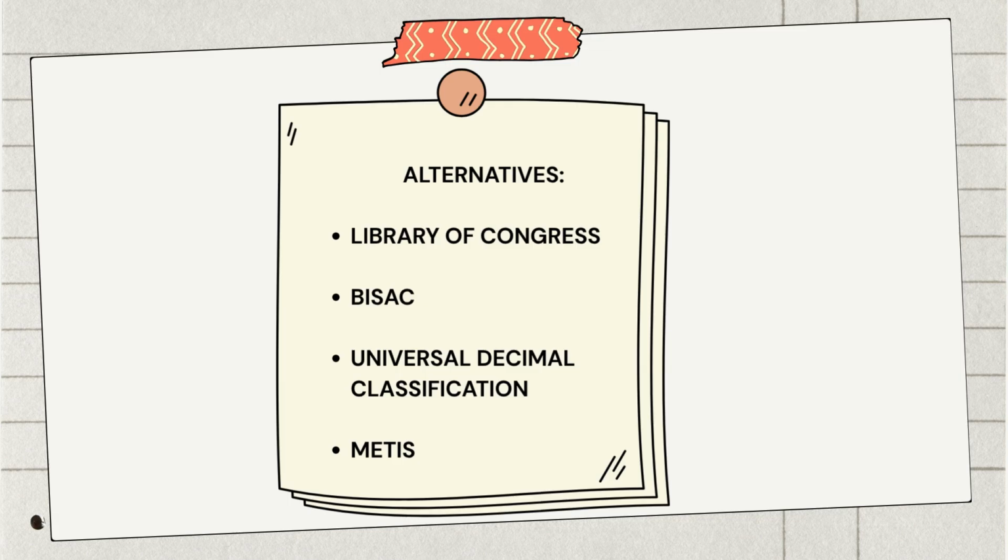Some other methods that are being used for classification are BISAC, Book Industry Standards and Communications. It's used by bookstores to shelve titles based on keywords. Another method of organization is the Universal Decimal Classification, the UDC, and that incorporates new ideas not found in the DDC. And finally, Metis, and that was designed for school libraries, and it still contains the call numbers for adults looking for books, but it adds images to references for children to make it easier for them.